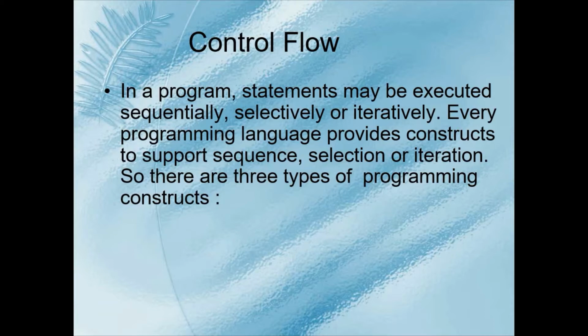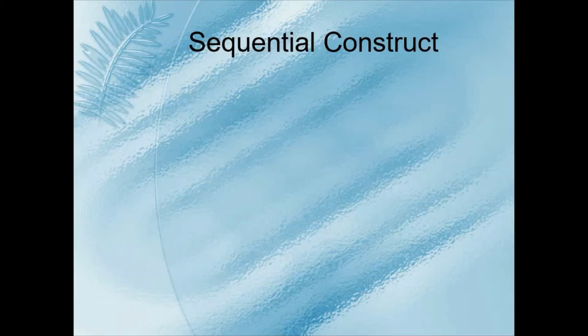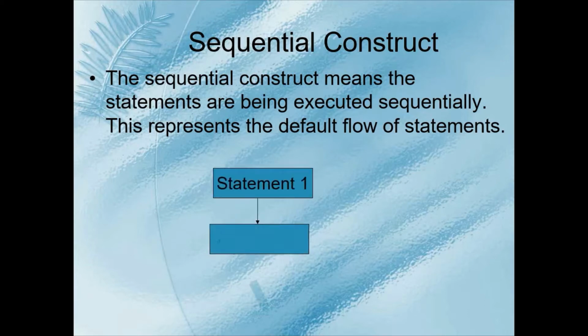So there are three types of programming constructs available. Sequential constructs, where all the statements written in the program are executed one after the other. Selection constructs, which allow execution of statements based on the condition. And iterative constructs, which are used when we want to repeat a set of operations or statements some number of times. First, the sequential construct. The sequential construct means the statements are being executed sequentially. This represents the default flow of statements. All the statements are executed one after the other.